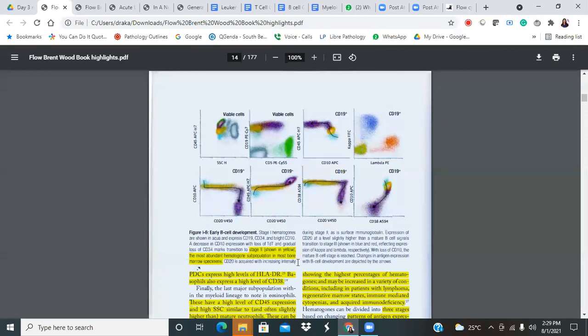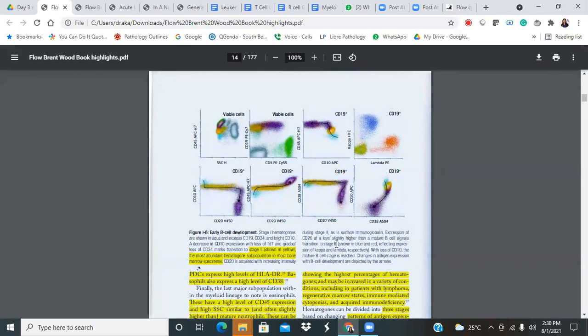CD20 is acquired with increasing intensity during stage 2, as is the surface immunoglobulin. When it is in the mature stage, we know that there is surface immunoglobulin present, and now it is starting to acquire the surface immunoglobulin. Expression of CD20 is at a level slightly higher than mature B cells.